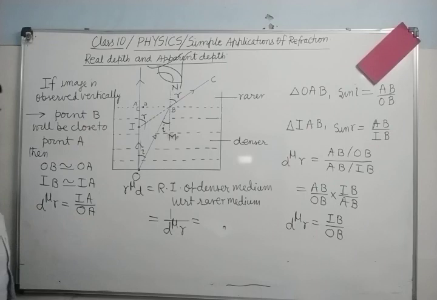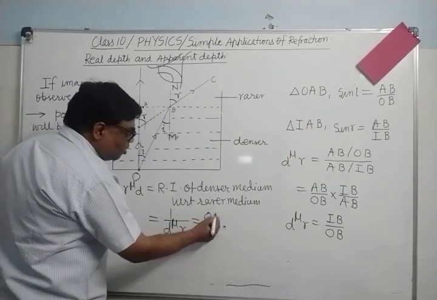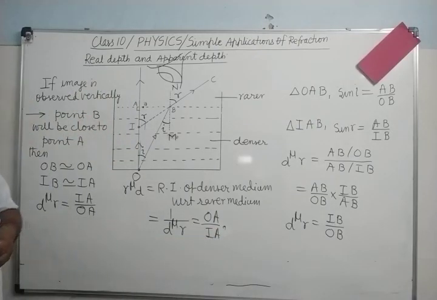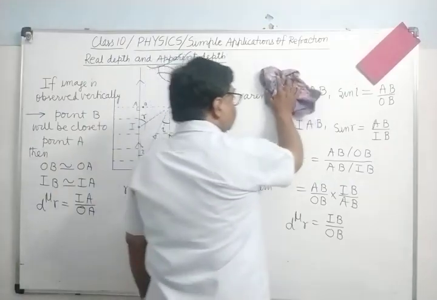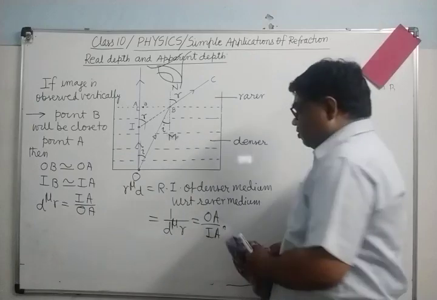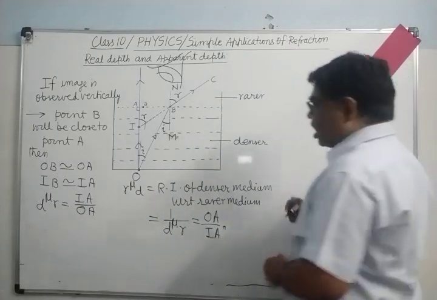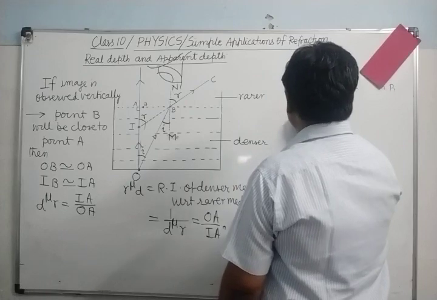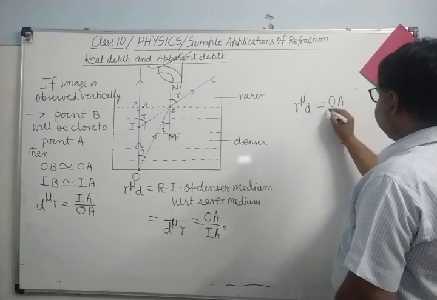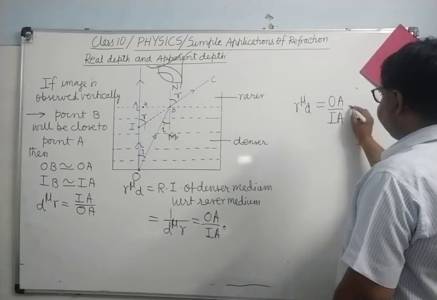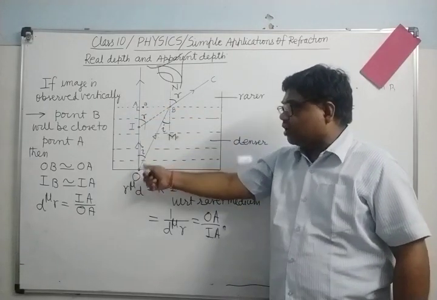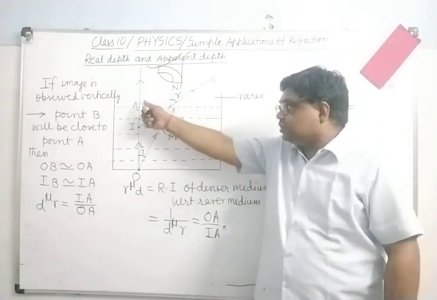And when we do the reciprocal, it will become OA upon IA. It's clear? So see here, when you write this, R mu D equals OA upon IA. Now what is OA? OA is the real depth of the point and IA is the apparent depth.